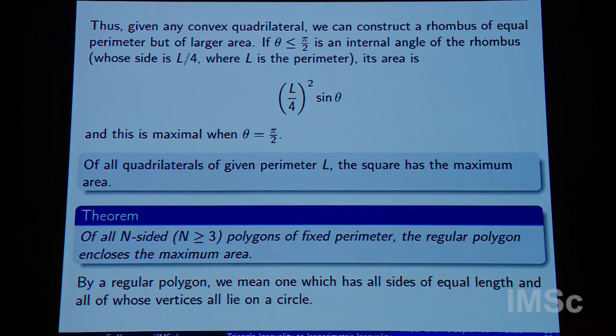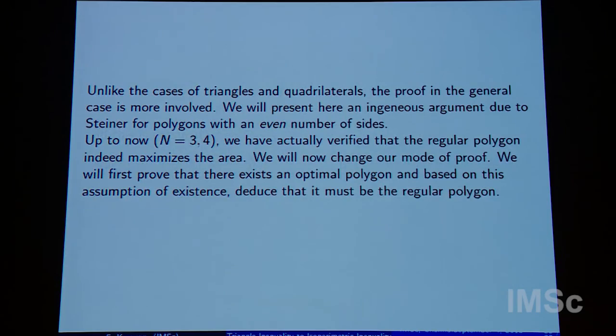So this proof is of course nowhere as simple as the geometric proofs which we have seen up to now. It requires some other techniques. We will prove, or at least give a proof, in the case when you have 2n-sided, namely even-sided polygons, not anything. And you will see why I want even sides in a moment. The proof of this is involved, and we will present here an ingenious argument due to Steiner for polygons with an even number of sides.